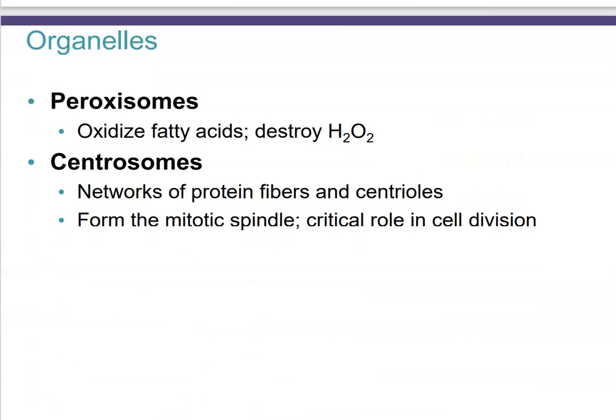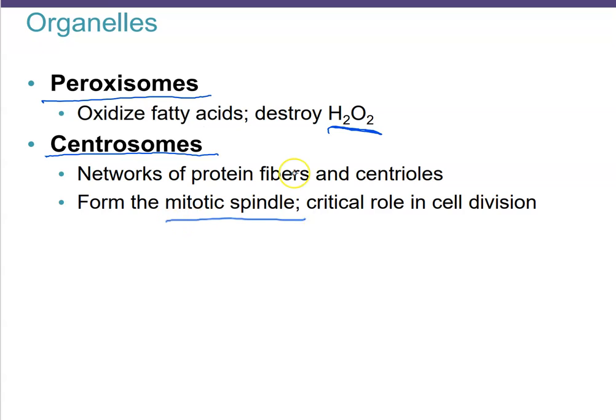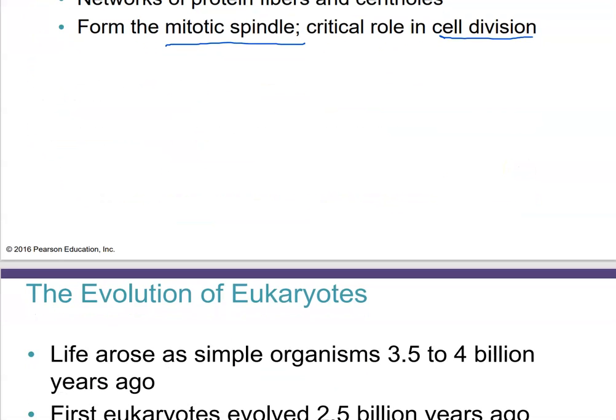And then just to finish this off, we have a couple more organelles that are present in many eukaryotic cells. That would be peroxisomes. They destroy toxic forms of oxygen, such as this peroxide right here, H2O2, and they can also oxidize fatty acids. And then in eukaryotic cells, we have centrosomes. That's necessary for cell division, for mitosis. They form the mitotic spindle and have a central role in cell division and mitosis of the eukaryotes.